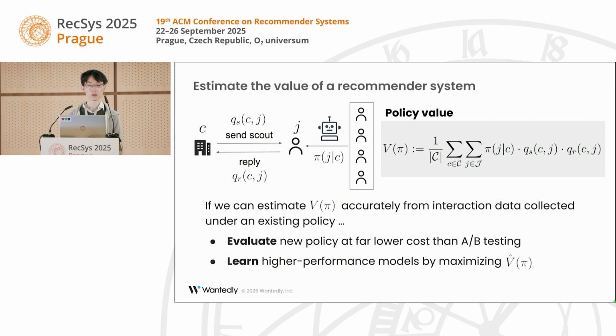We want the policy that maximizes the policy value. But if we can estimate this policy value accurately from past interaction data collected under an existing policy, we can evaluate a new policy without costly or risky A/B testing, and we can learn higher performance models by maximizing the estimated policy value.